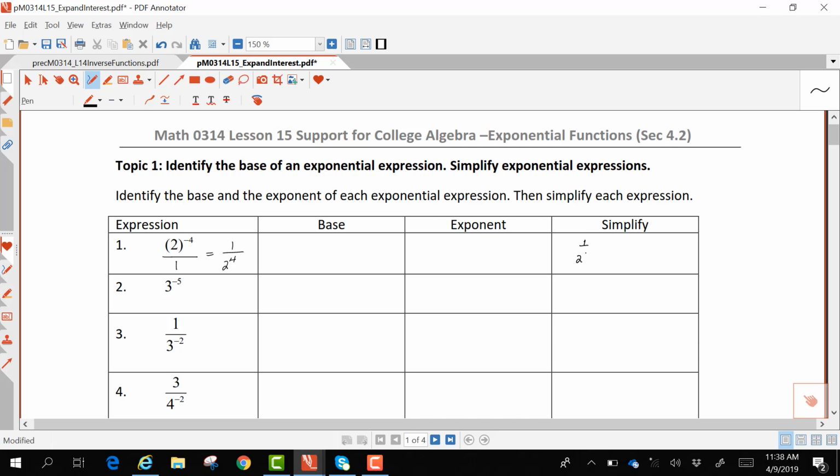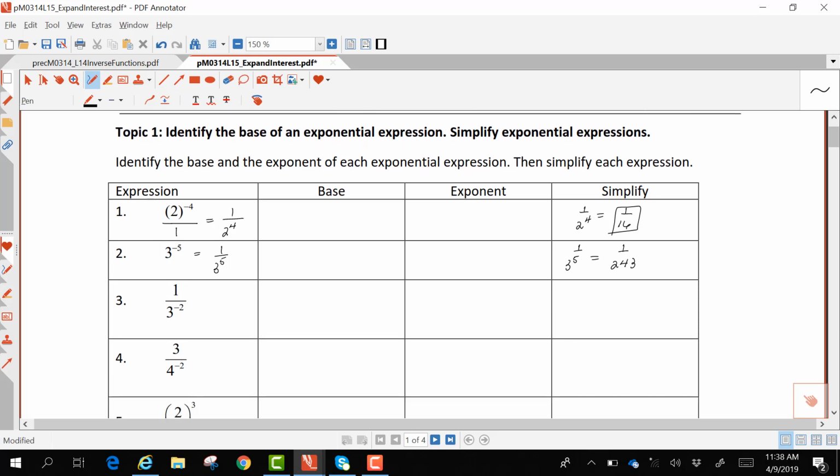So when we simplify this, 2 to the 4th, 2 times 2 is 4, times 2 is 8, times 2 is 16. It is equal to 1/16. Let's practice this again on number 2. We can take and move this 3 to the negative 5 to the bottom of the fraction, making the exponent positive. If I actually evaluate this, 3 to the 5th power is a pretty large number. It's 243.